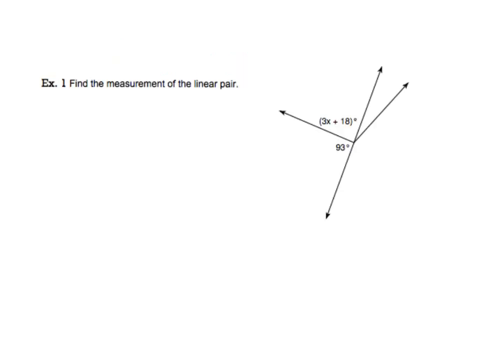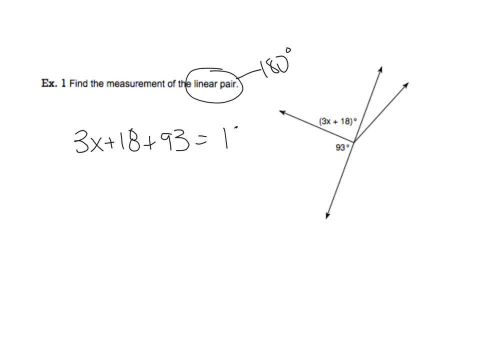All right, so in this first example, you are going to find the measurement of the linear pair. Remember, key here, a linear pair is supplementary, so it still adds up to 180 degrees. So we would set this up as 3x plus 18 plus 93 equals 180. I'm also going to let you guys finish this on your own. A lot of this video should be pretty much a refresher, just to bring it all back to the brain.